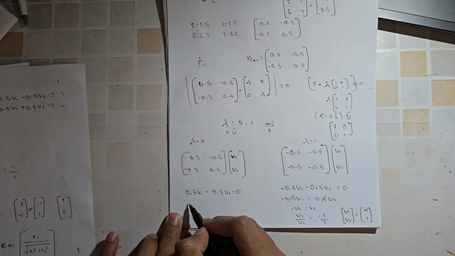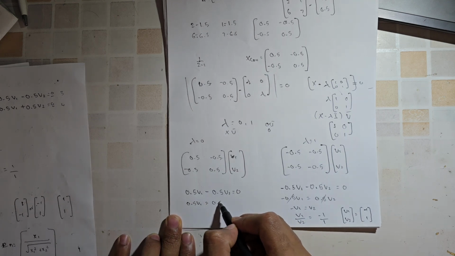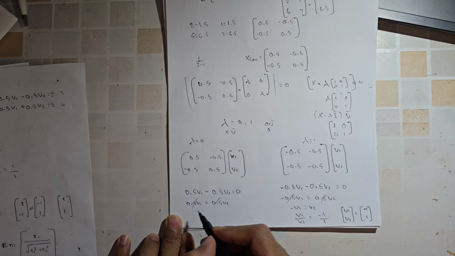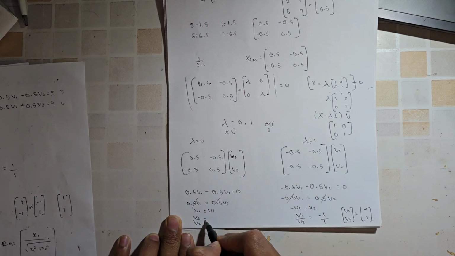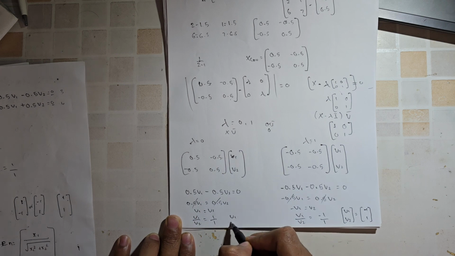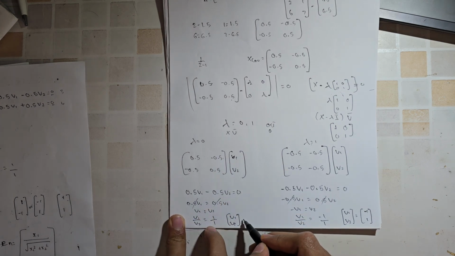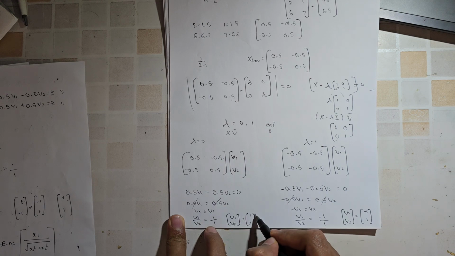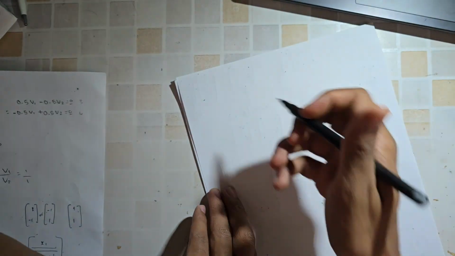Similarly, if I do this, 0.5 v1 is equal to, I'll send this here, positive 0.5 v2, cancel. So v1 is equal to v2, then v1 by v2 is equal to 1 by 1. So you can say my eigenvector when the eigenvalue is 0 is nothing but 1, 1. Okay, we completed this. That was visible, right? Thank God. We got both the vectors, we will combine them.